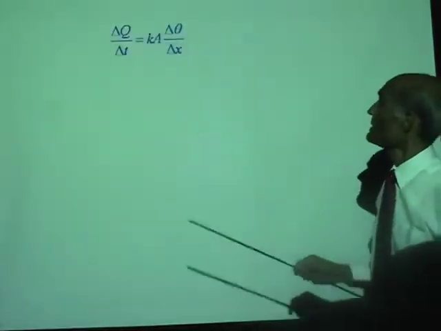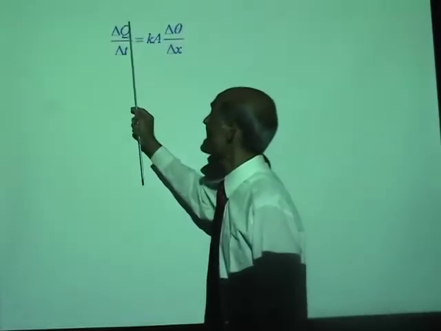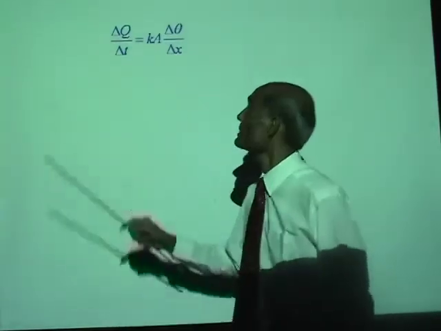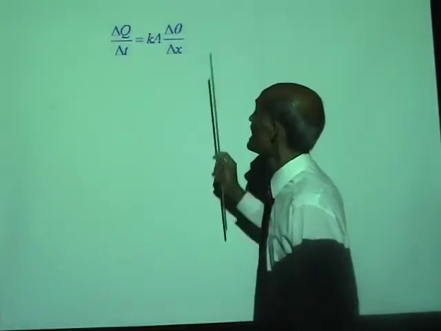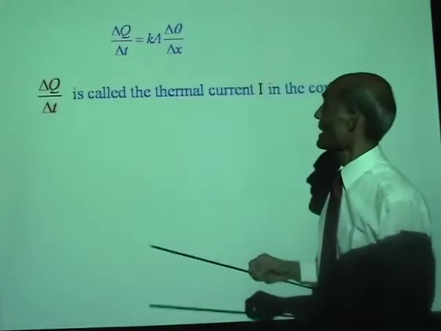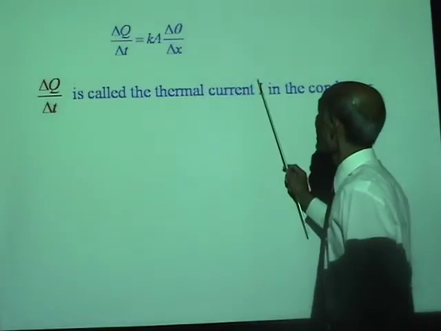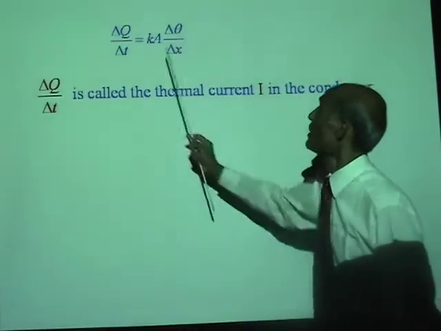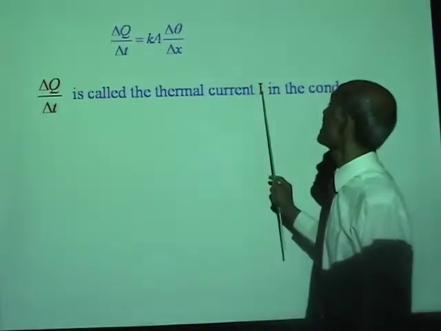Alright. Now, you recognize this equation? Delta Q over delta T. What did I say this is called? The rate of flow of heat is called thermal current, equal to Ka delta theta by delta X. What is delta theta by delta X called? The temperature gradient. Alright, so delta Q by delta T is called thermal current, and we're going to represent the thermal current by the letter I. So from now on, the quantity delta Q by delta T will be represented by I.